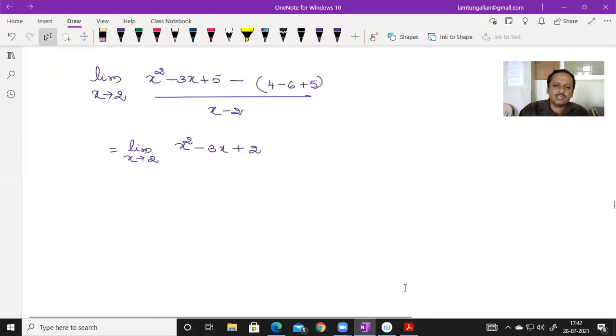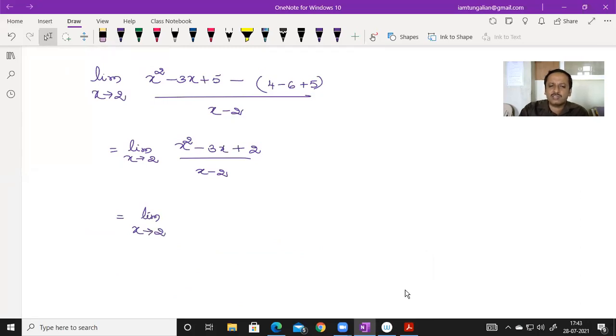Divided by x minus 2. If I directly apply the limit as x tends to 2, this will give you 4 minus 6 plus 2, that is 0. Denominator 2 minus 2, that is also 0. 0 by 0 is an indeterminate form.